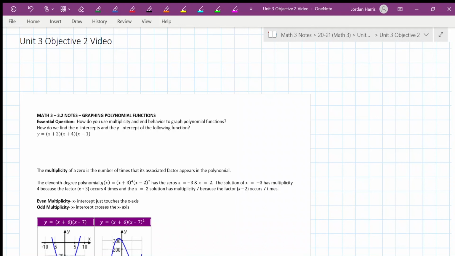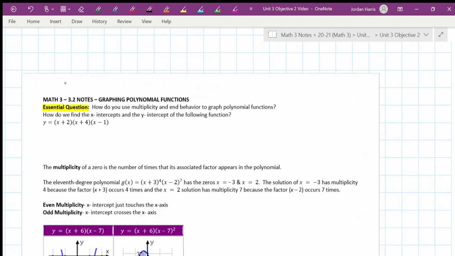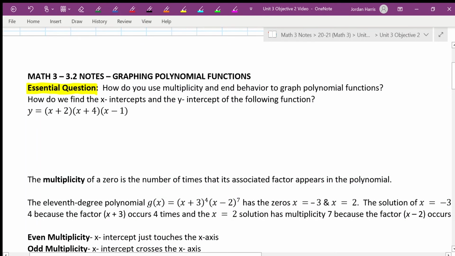This is 3.2, graphing polynomial functions. Here is your essential question. How do you use multiplicity and end behavior to graph polynomial functions? So, how do we find the X-intercepts and Y-intercepts of the following function?